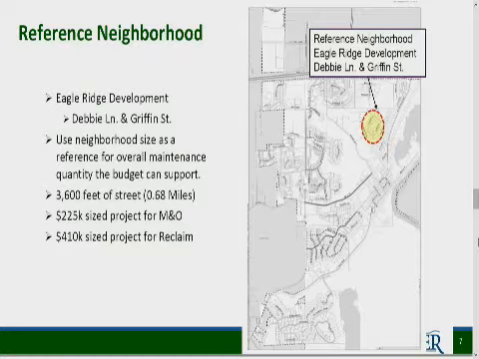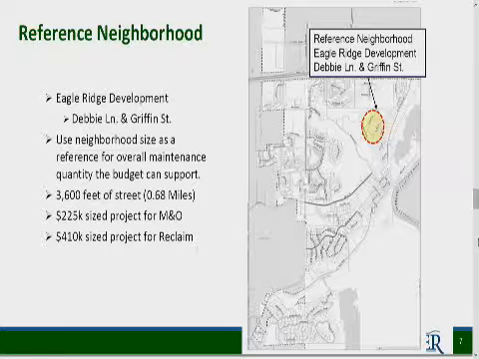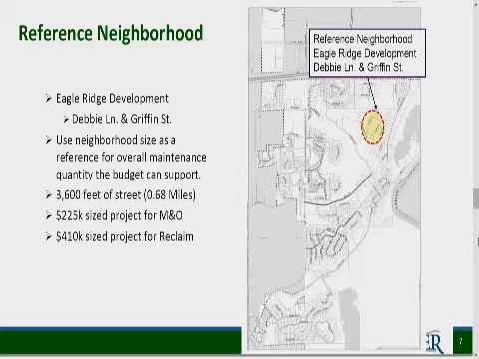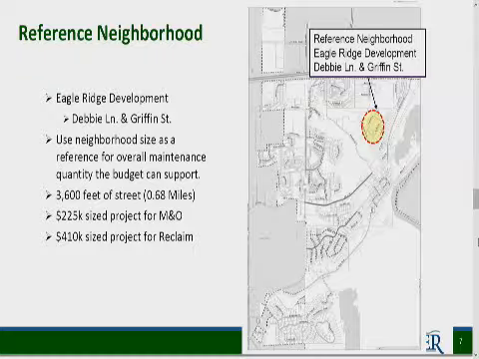This is one thing that Brent and I thought about, and how we could present this to get a feel for the sheer quantity of what the budget would go towards, how many streets you'd be able to get maintained with the amount of money, but not get too caught up on individual neighborhoods. So we thought about the Eagle Ridge development, which I show here. That's Debbie Lane, Griffin Street, and the couple cul-de-sacs there. That's a decent sized neighborhood. It isn't too big, but I'm going to use this tonight as a reference for when we talk about how far we can extend our money.